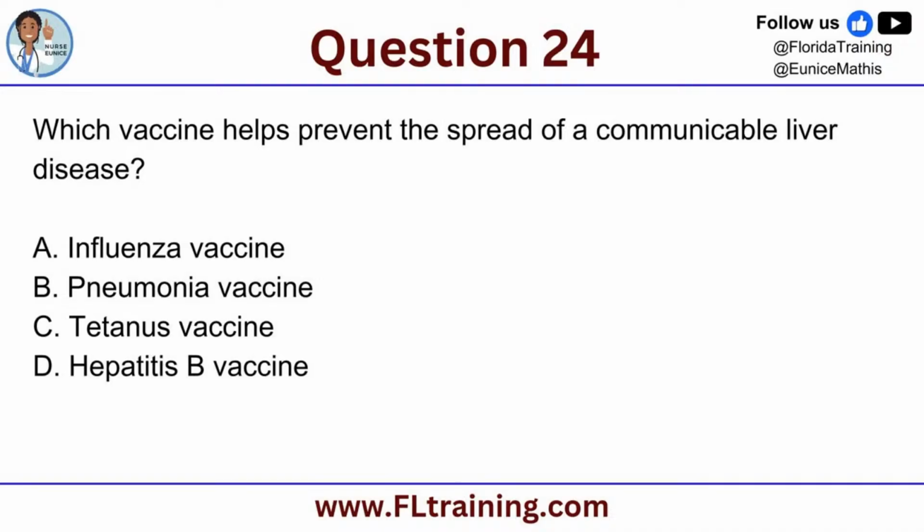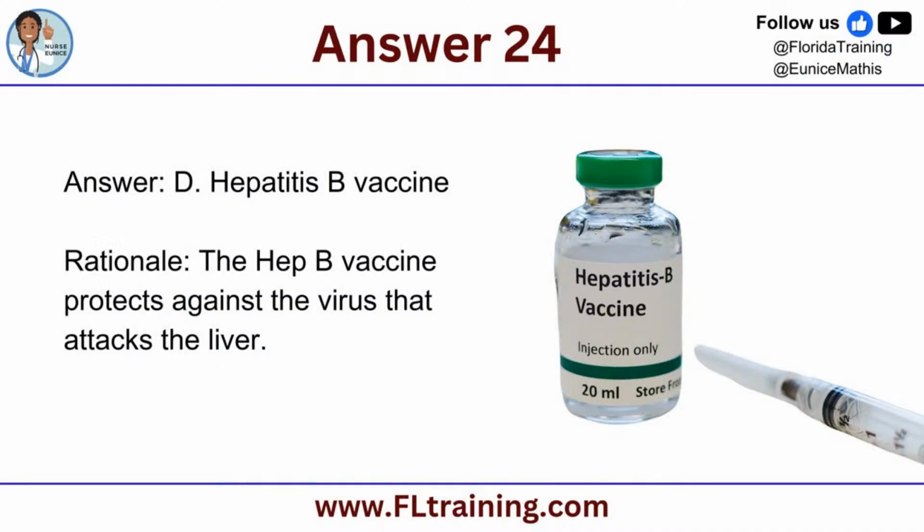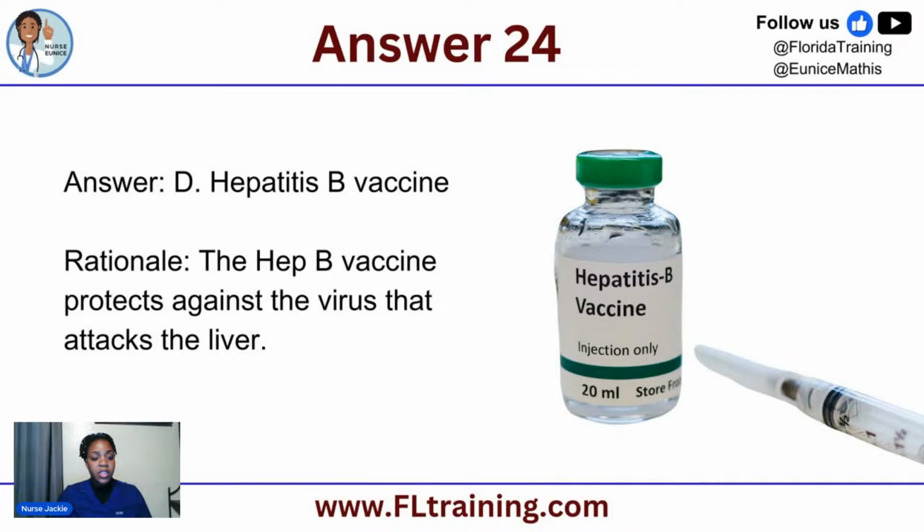All right. Give you guys a few more seconds here. Here we go in 3, 2, and 1. The correct answer is D, hepatitis B vaccine. So as a rationale, hepatitis B vaccine protects against the virus that attacks the liver.